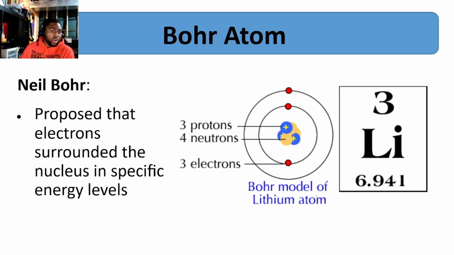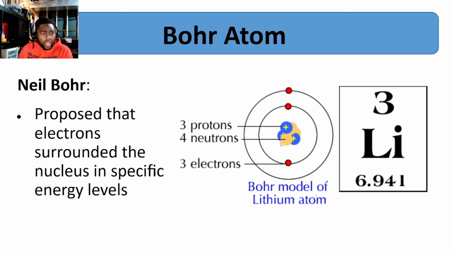Okay, so Bohr atom. So Niels Bohr proposed that electrons surround a nucleus in specific energy levels, right? And you might have heard that previously in Science 9. In Science 10, you learned about the different energy levels.